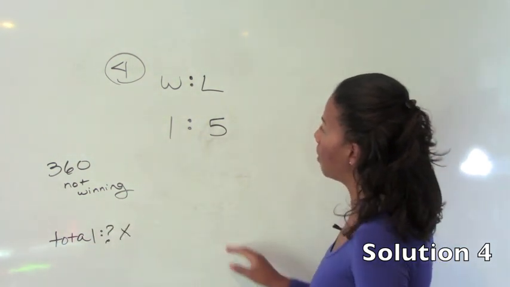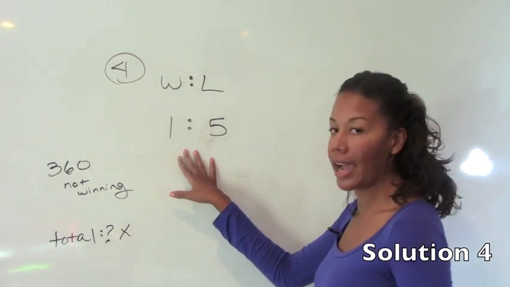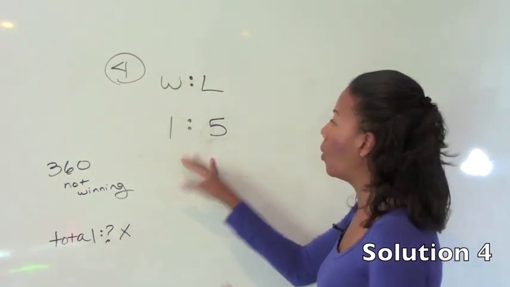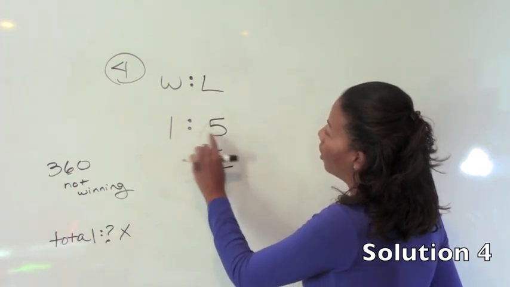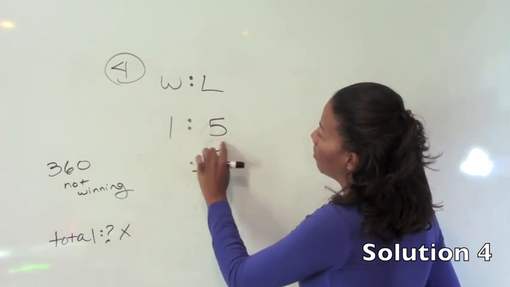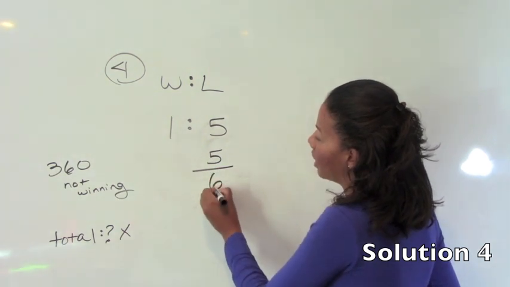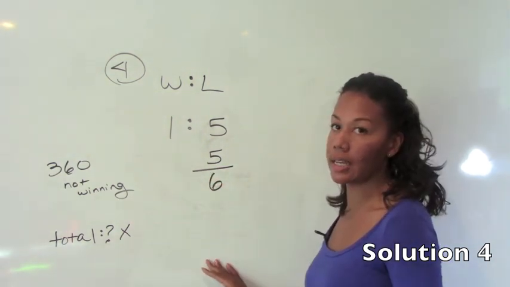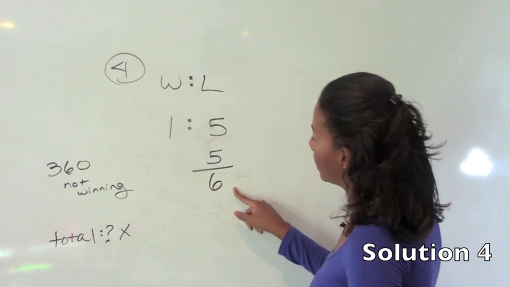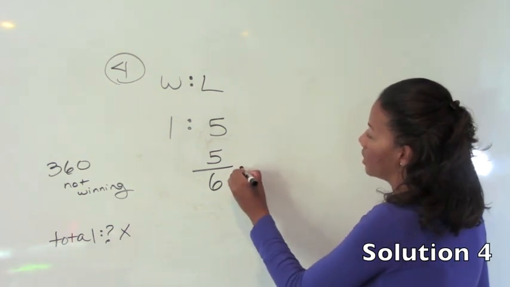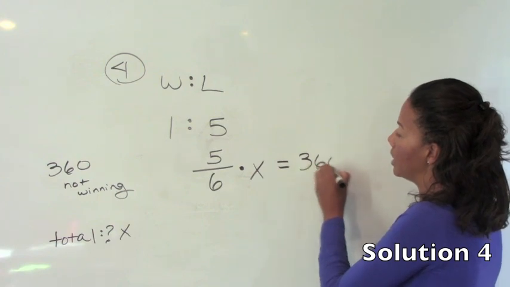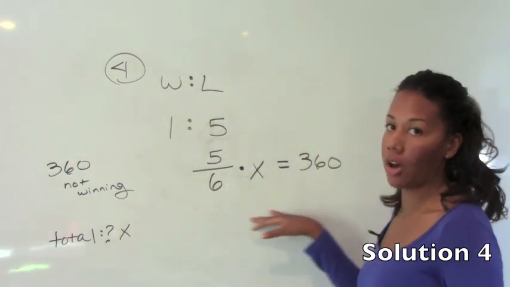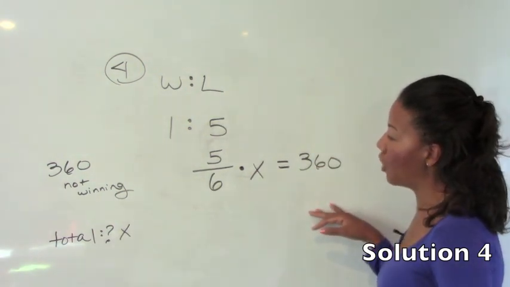Well, the fractional part of losing, remember that a fraction is part over a whole. So we have 5 parts losing over a whole, which is the sum of the parts. So 5/6 of our tickets are losing tickets. So that is 5/6 of our tickets, so times X equals 360. And then we go ahead and solve this for X, which gives us the answer for our total.